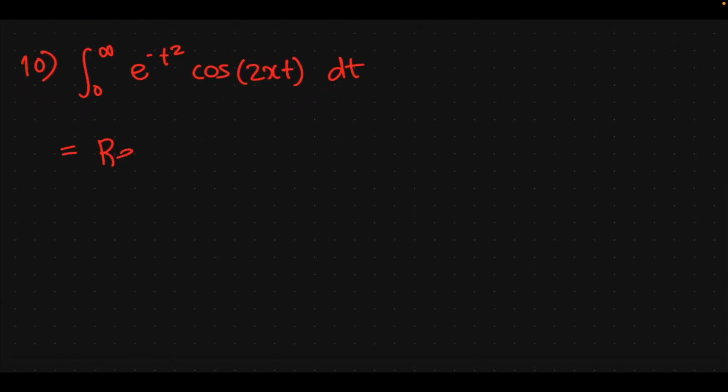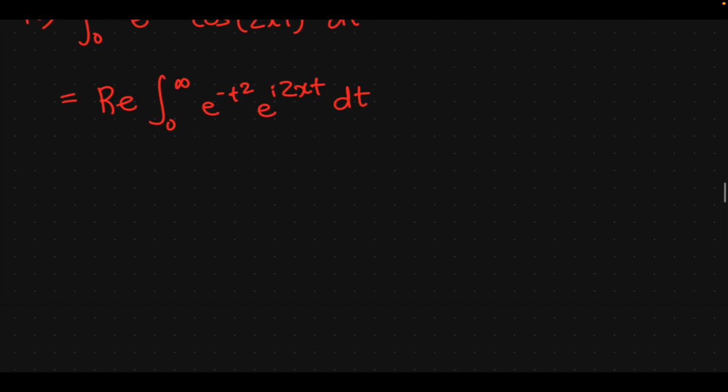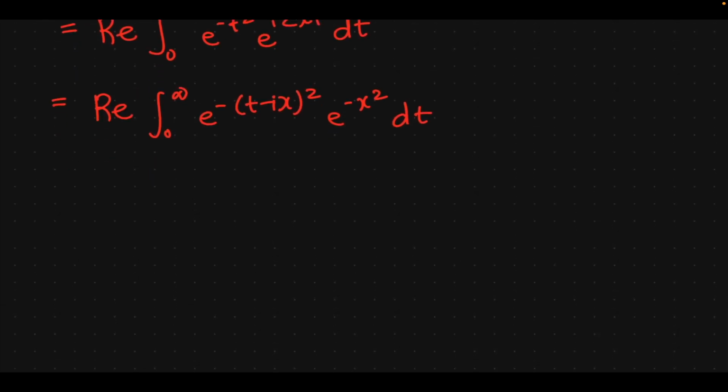we can just complexify the cosine and say we're taking the real part, from 0 to infinity of e to the minus t squared e to the i 2xt, because the real part of e to the ix is just cosine x. When I do that, it's nice. We can complete the square, e to the minus t minus ix whole squared, times e to the minus x squared dt. You can check the algebra of completing the square. You get e to the minus x squared times the real part of the integral from 0 to infinity.